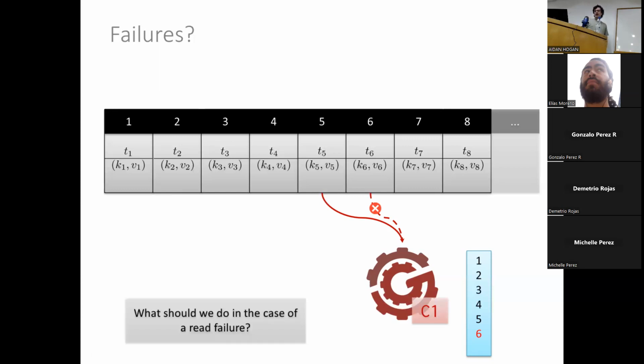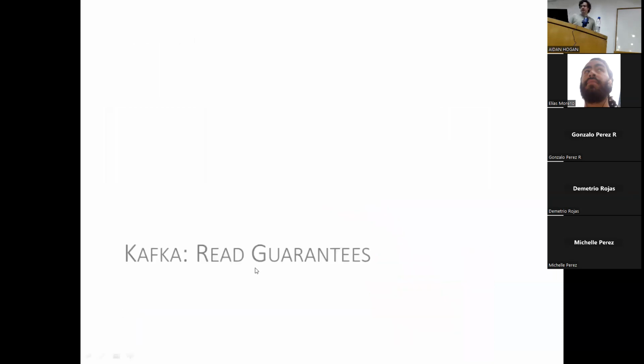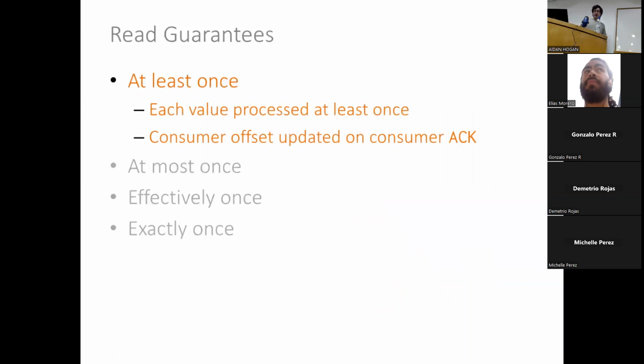So what should we do in the case of a read failure? There are various responses to this, and it probably depends on the application. So we have different read guarantees, so we can choose from different options for what guarantees we have when we read. The first option is called at least once. So what does this guarantee tell you? It tells you that each value is processed at least once.